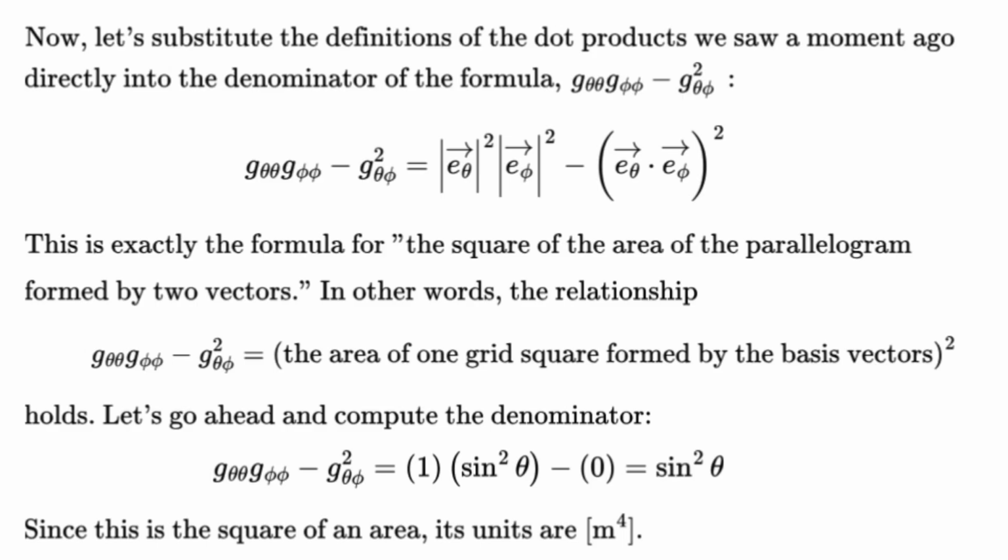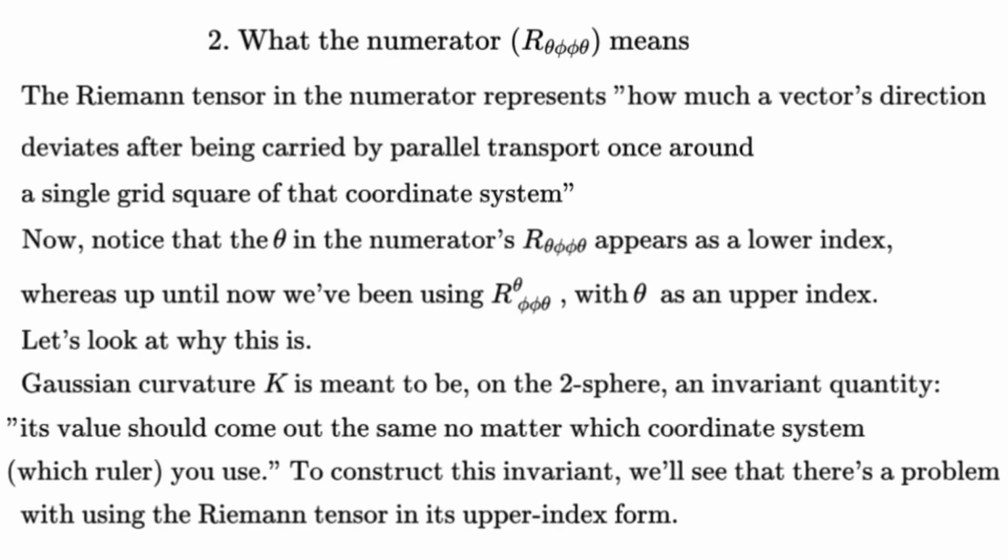Since this is the square of an area, its units are meters to the fourth. What about the numerator, R theta phi phi theta? The Riemann tensor in the numerator represents how much a vector's direction deviates after being carried by parallel transport once around a single grid square of that coordinate system.